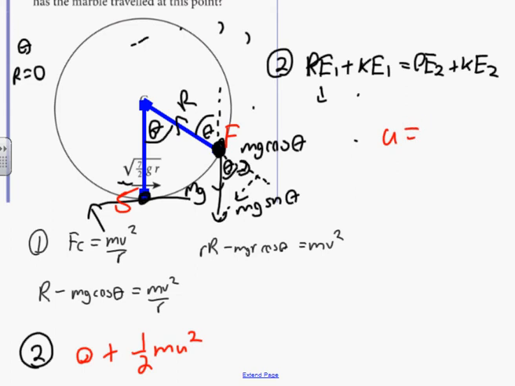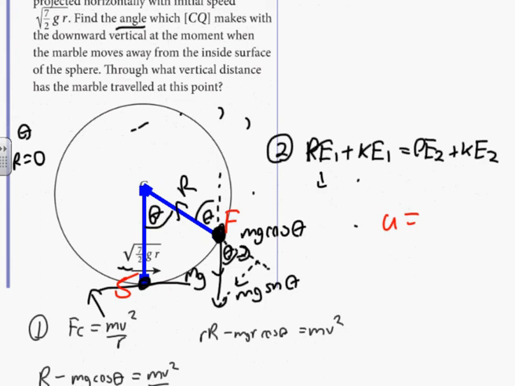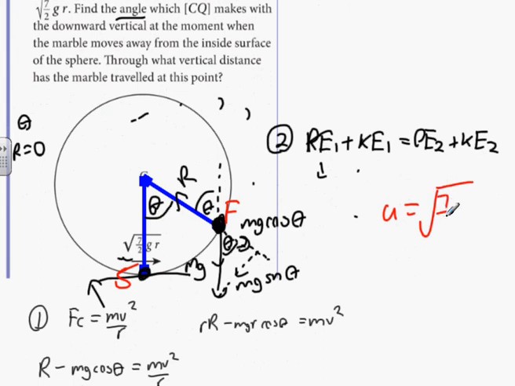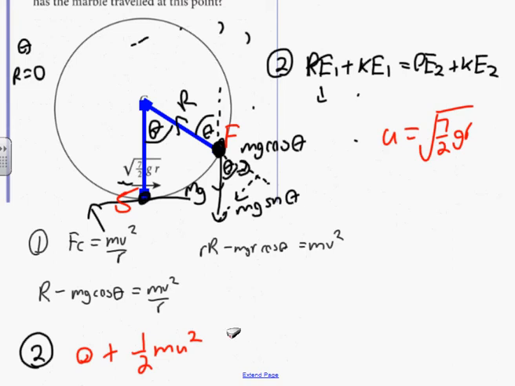What is u? u is 7 over 2 gr. Therefore u squared is thus 7 over 2 gr.